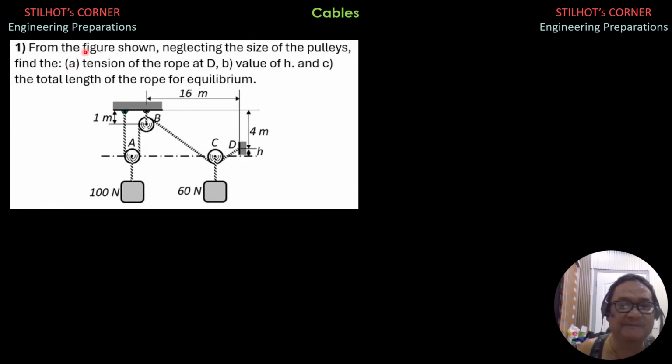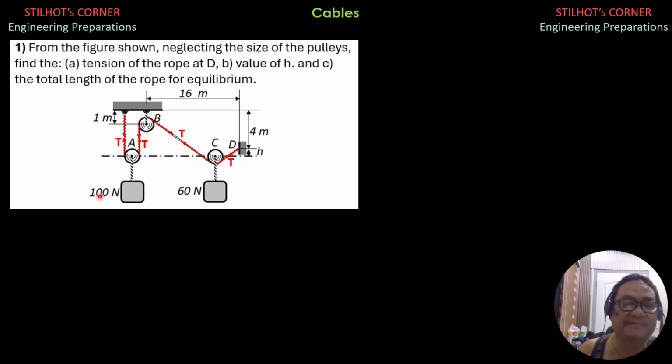So here is the problem. From the figure shown, neglecting the size of the pulleys, find the tension of the rope at D, the value of H, and the total length of the rope for equilibrium. So beginning at A, the tension on each side would be the same, T, T, T, and let's transmit that to the other sides of the cable up to C and D. So the tension at D is also equal to T.